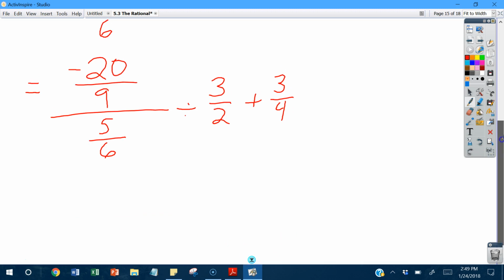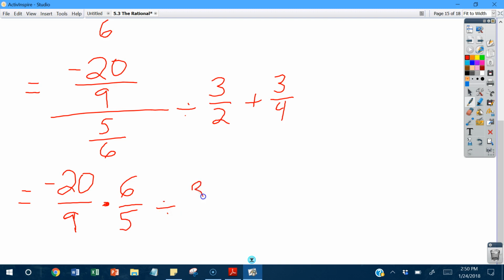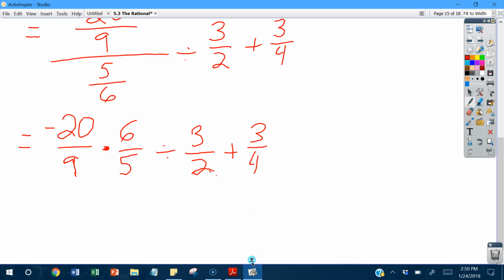So in order to do this division, I'm going to keep this first fraction the way it is. I'm going to change this division sign, because that's how we do division. We change that to a multiplication sign. And I'm going to flip the second fraction. So this is going to end up looking like -20/9. This is my keep part. And then the division sign changes to multiplication, and I'm going to multiply by 6/5. I flip that denominator. And then I'm just going to write everything else. This is going to take a good long while, I think. Gotta love order of operations.